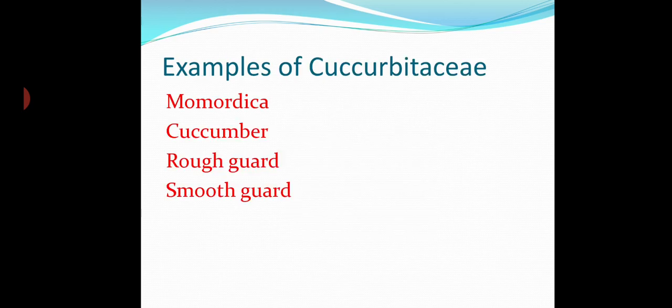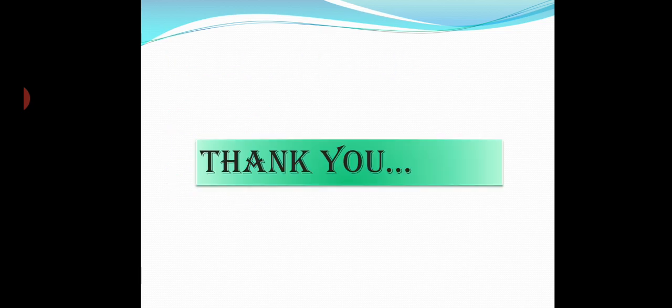Important examples of Cucurbitaceae: Momordica, cucumber, rough gourd, smooth gourd, etc. Thank you.